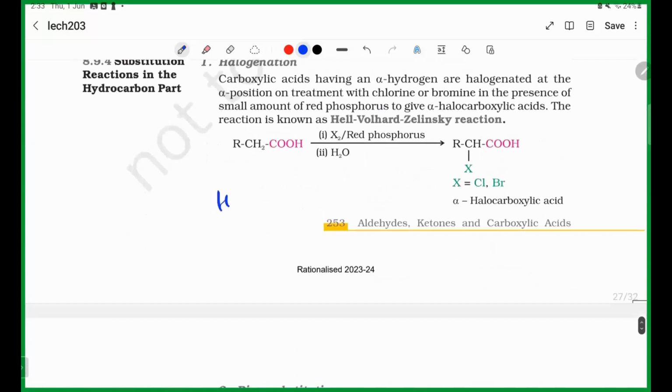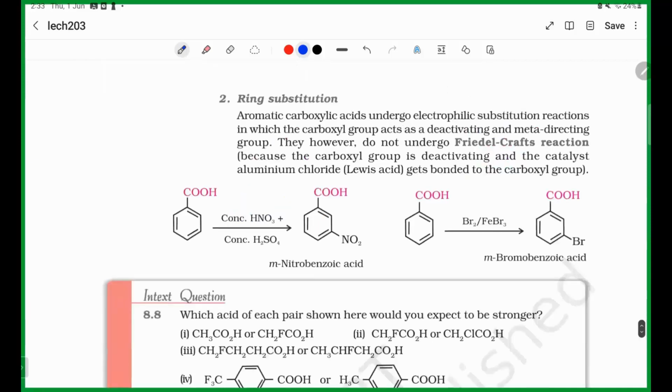So now this is called HVZ reaction, Hell-Volhard-Zelinsky reaction. It's basically any halogen plus red phosphorus will give you the halogen in the alpha position. So it's called alpha halogenation.